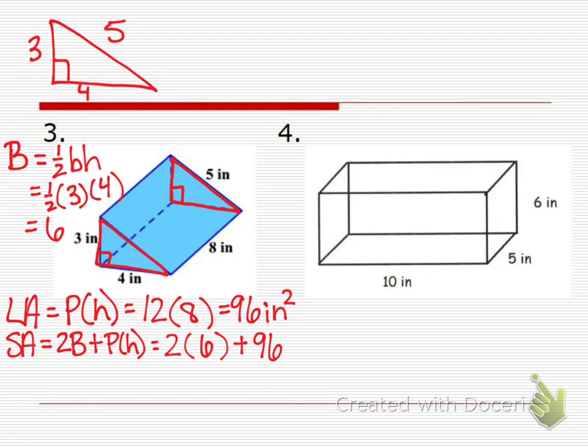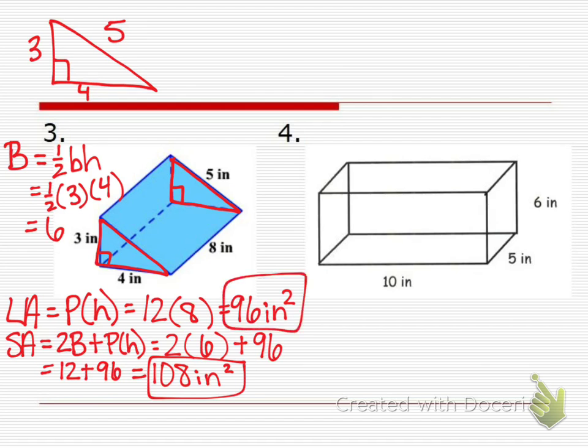Yes, I believe you're correct. What is 2 times 6? 12. And then we've got 12 plus 96, which is 108. My units? Inches squared. So we found our lateral area and our surface area.